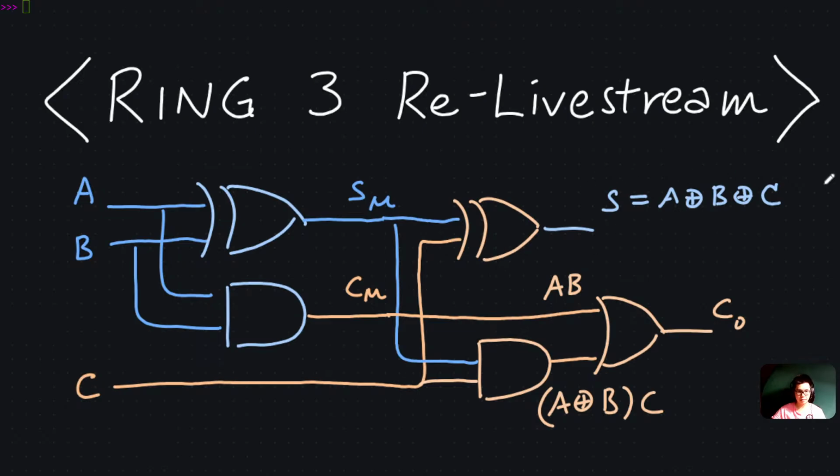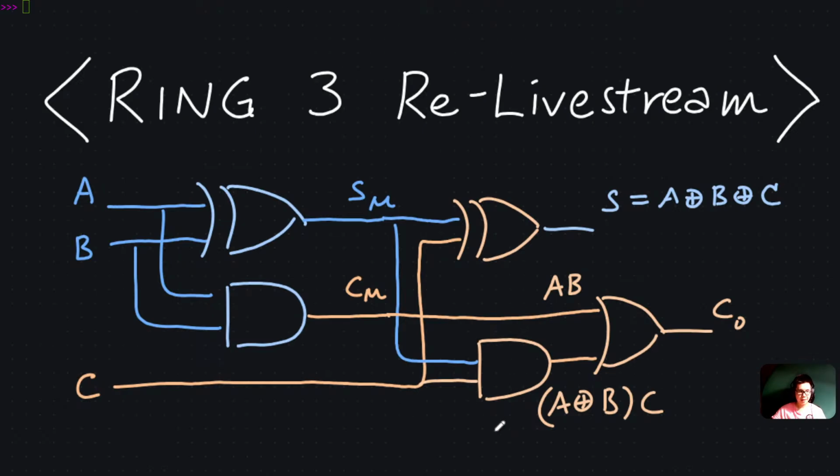So in this case, S would be on if there is 1 or 3 of the A, B, and C's being on, but not 2. Otherwise, we would end up with this thing being on, but this thing will be off, or vice versa. This thing will be on, yet these two will be off.